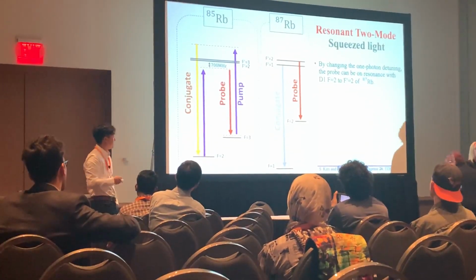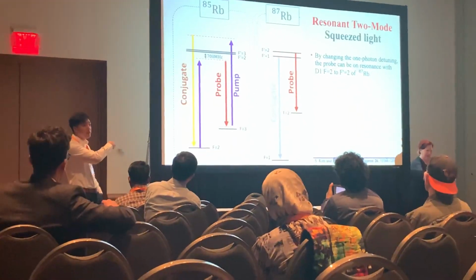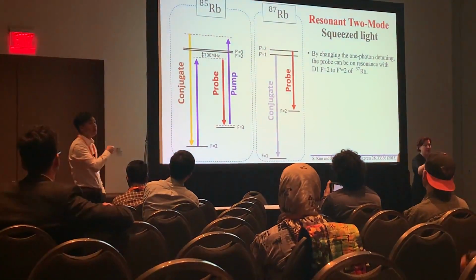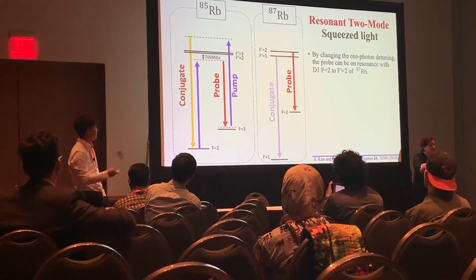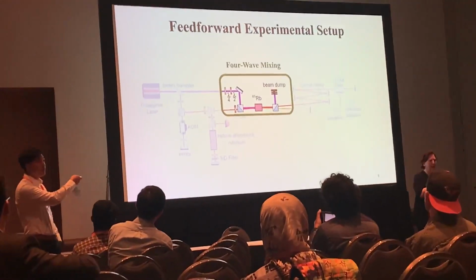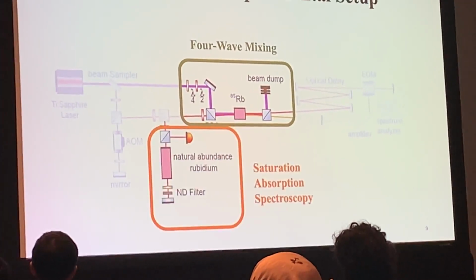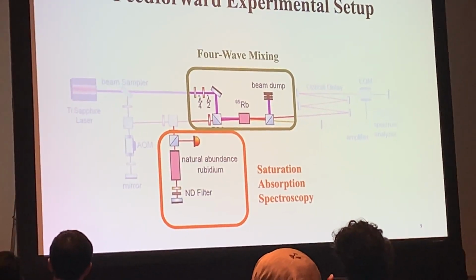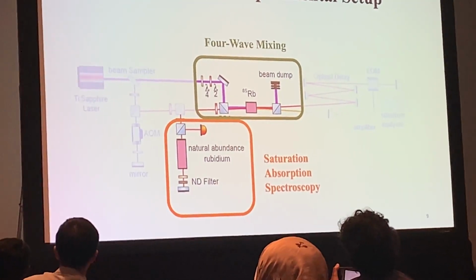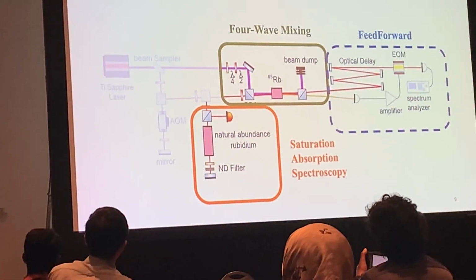More detail is in this paper. Now we can measure the conjugate and feed forward to the probe, and we can generate the resonant squeezed state of light. This is the experimental setup. Here we have our four-wave mixing process, and before we put the probe into it, we send a small part of the probe into saturation absorption spectroscopy, so we can tell whether our probe is on resonance or off resonance. After that, we have a feed-forward setup.